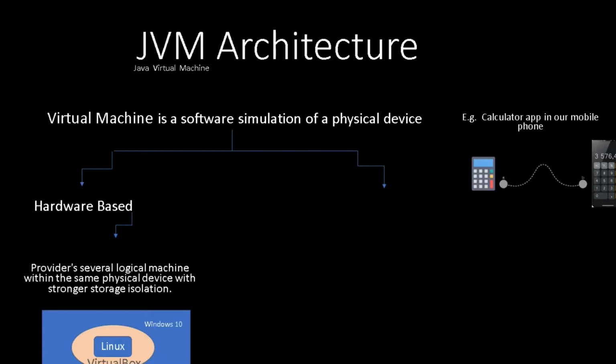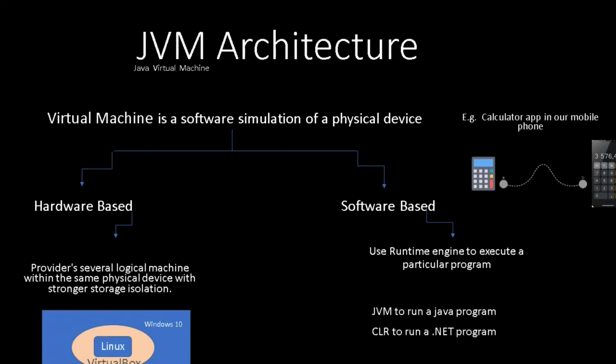Now come to the second part, that is the software-based virtual machine. The software-based virtual machine uses a runtime engine to execute a particular program. For example, we have the JVM to run Java programs and we have the CLR to run .NET programs. That's it about virtual machines.